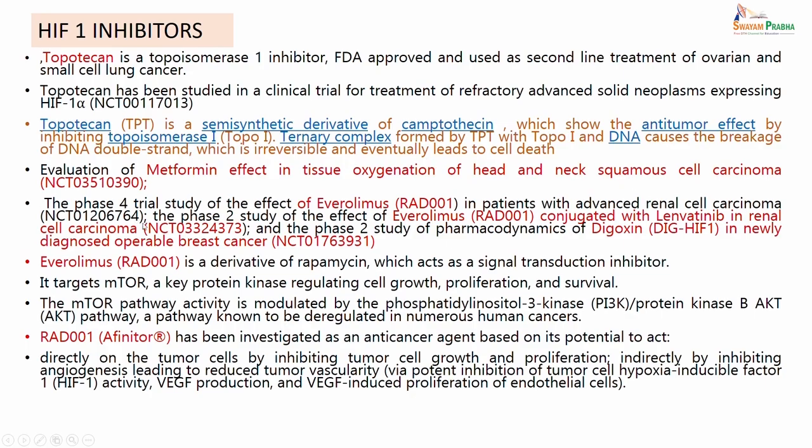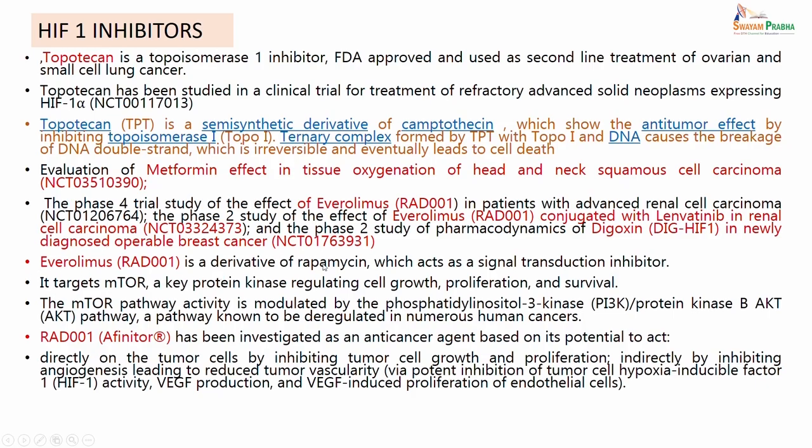So, this is the clinical trial, and there has been a phase 2 study for the effect of everolimus combined with lenvatinib, both together in renal cell carcinoma. There have also been phase 2 studies looking at the pharmacodynamics of digoxin along with HIF1 in newly diagnosed operable breast cancer. So, there are several trials going on with these HIF1 inhibitors in place.